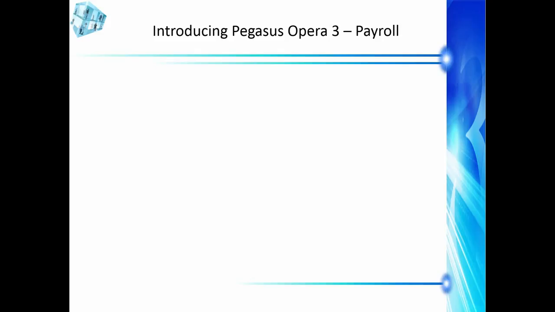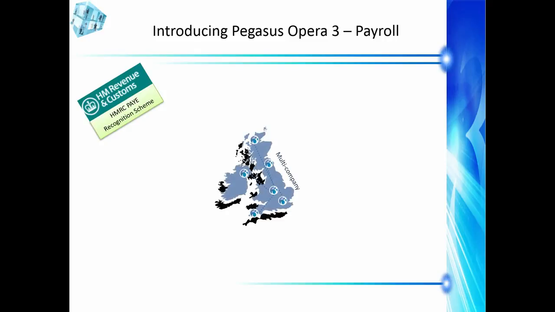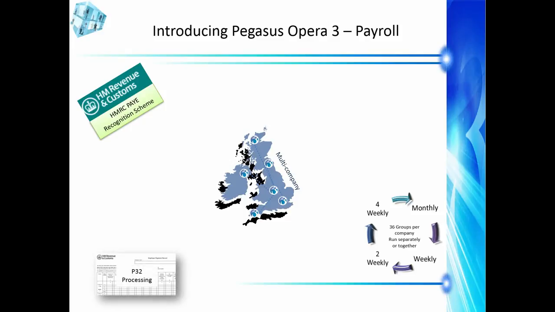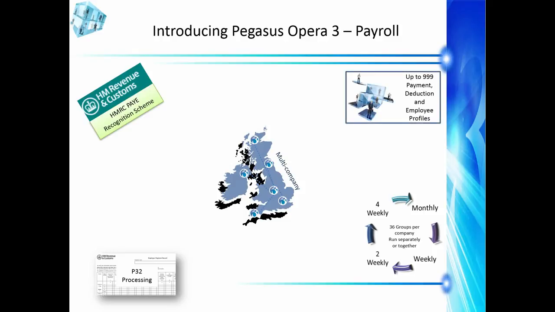The Pegasus payroll is recognised by HMRC under their PAYE recognition scheme. It's multi-company. It provides payment frequencies of weekly, 2-weekly, 4-weekly or monthly, and provides full handling of the tax and national insurance, together with fully automated P32 processing. It is possible to define up to 999 payment types and 999 deduction types.